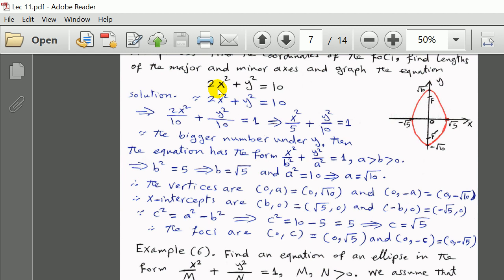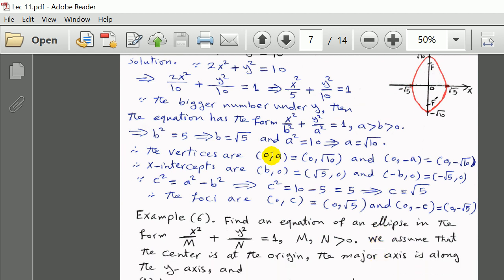So we compare this equation with the standard equation of the second case, x squared over b squared plus y squared over a squared equals 1. This implies that a squared equals 10, that is, a equals root 10. Also, b squared equals 5, so b equals root 5. Also from the relation c squared equals a squared minus b squared, c squared equals 10 minus 5, that is, c squared equals 5, so c equals root 5. Therefore the vertices have the coordinates (0, a) and (0, minus a), that is, (0, root 10) and (0, minus root 10).